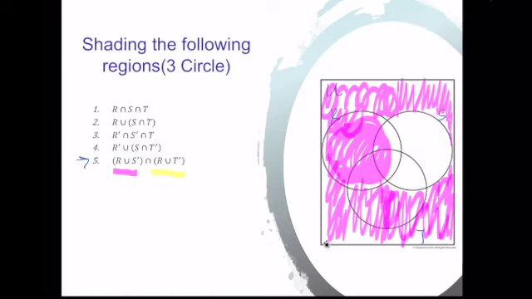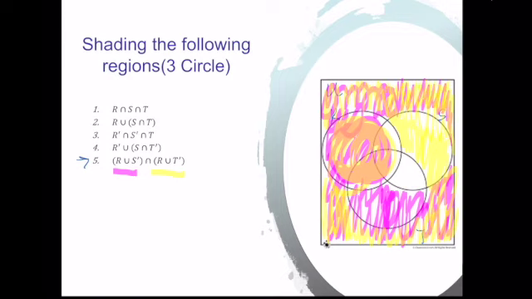So that's going to be everything in R and then everything in T complement. So that's just everything that's not in T. So the intersection is going to be where these overlap and are kind of forming an orange.